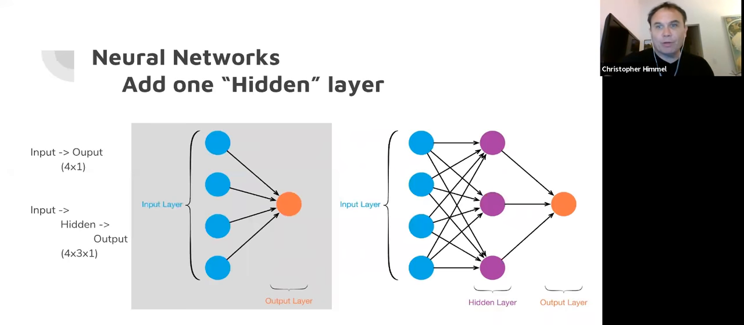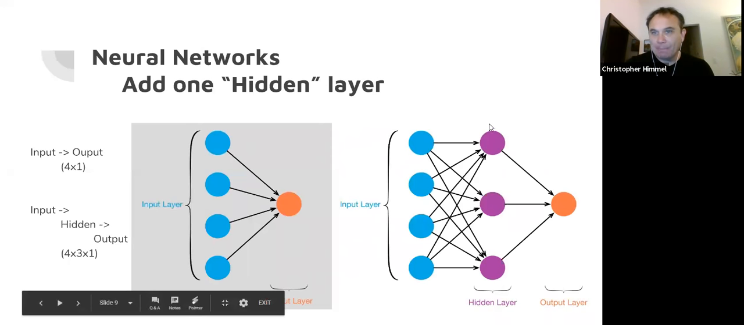We just have more than one neuron. So if we add a string of neurons in the middle, this is called the hidden layer, and it feeds to an output layer. You have all these other weights between your inputs and those three neurons in the middle.